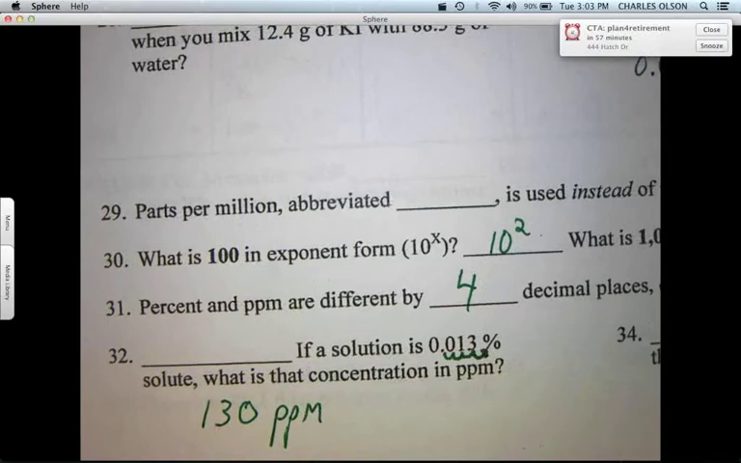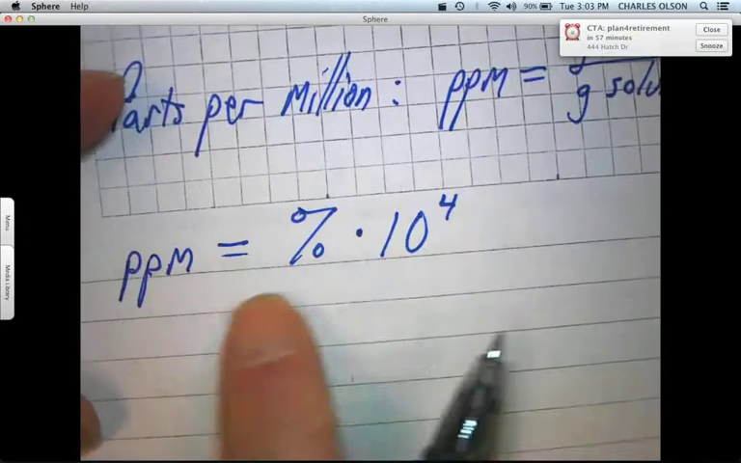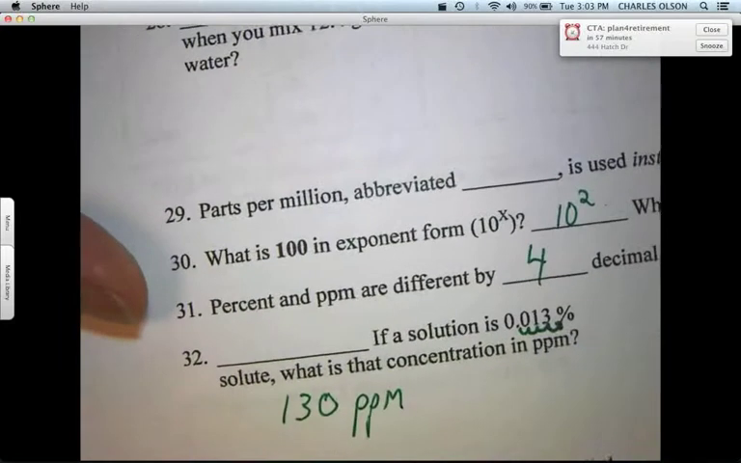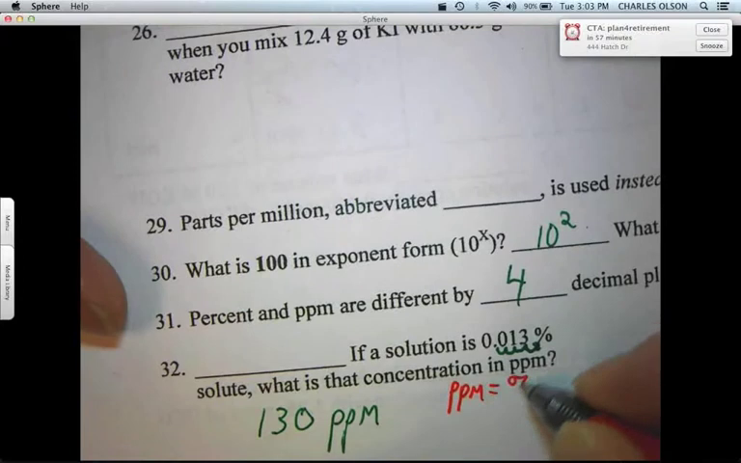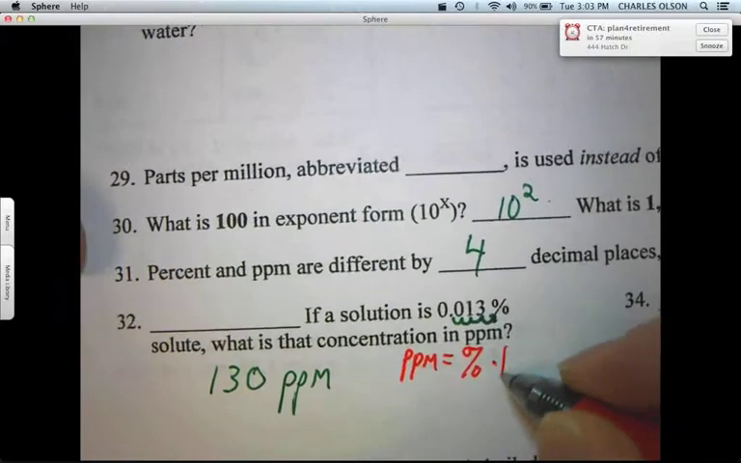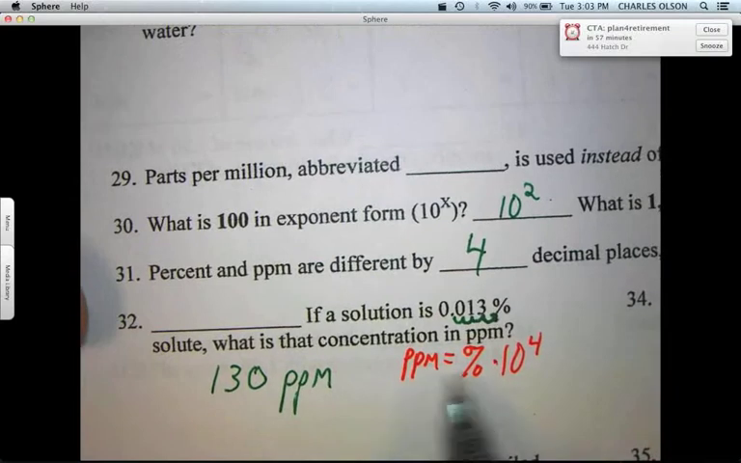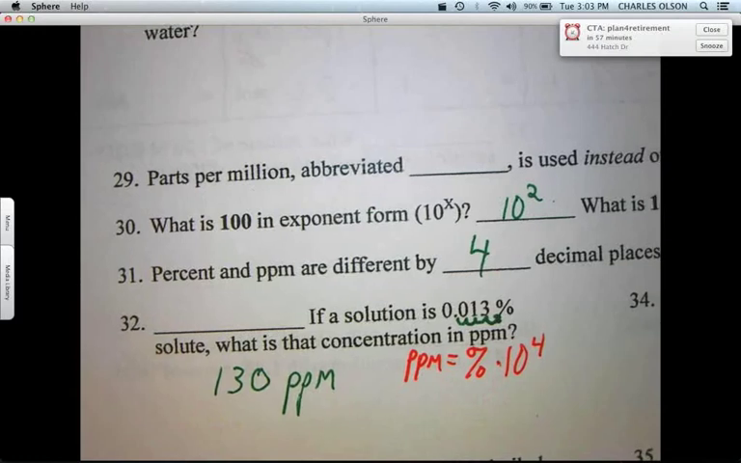If you prefer, you can use the equation we learned in our notes, which is that parts per million equals percent times 10 to the 4th. So writing that down, parts per million equals percent times 10 to the 4th. So it asks for the parts per million. We just fill it in and we got it.